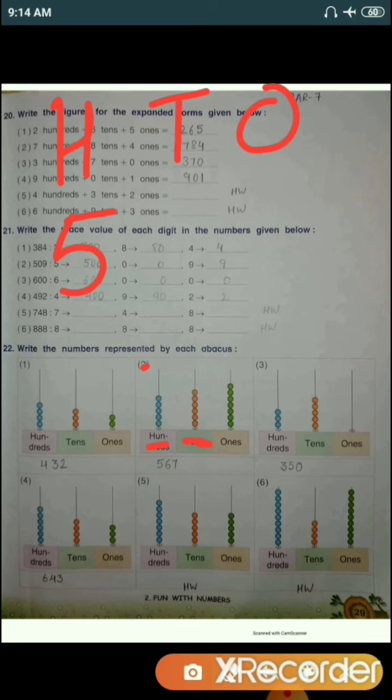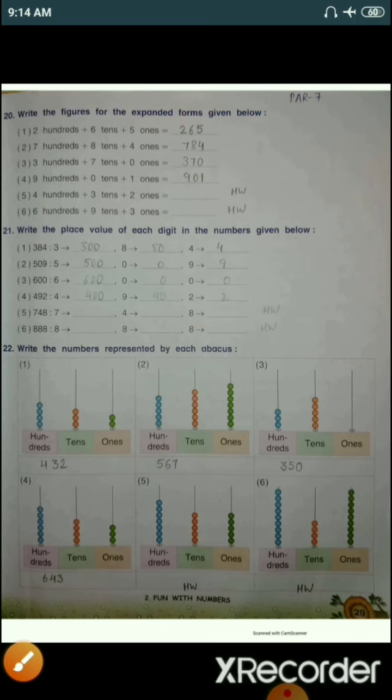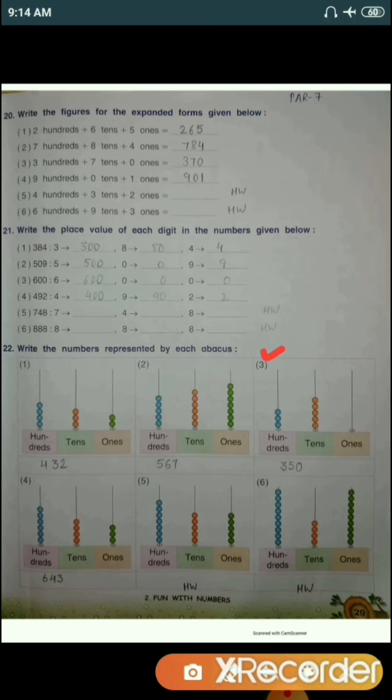In the tens place there are total 6 beads. And in the ones column there are 7 beads represented. So we conclude the number is 567.